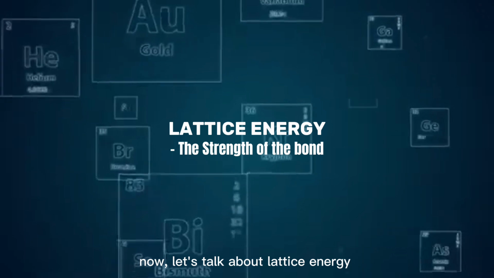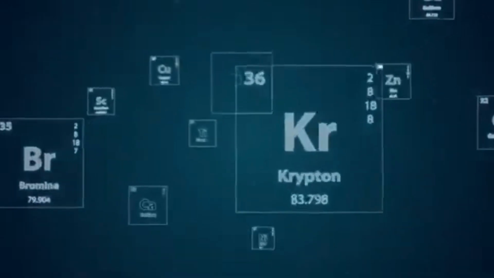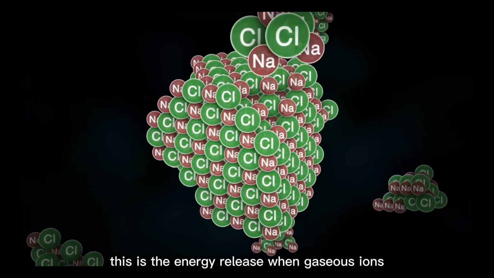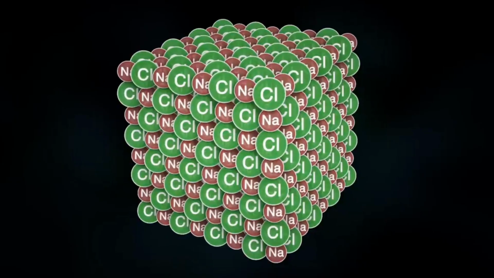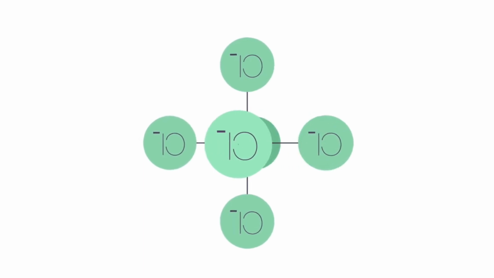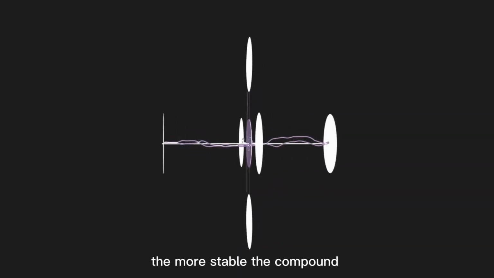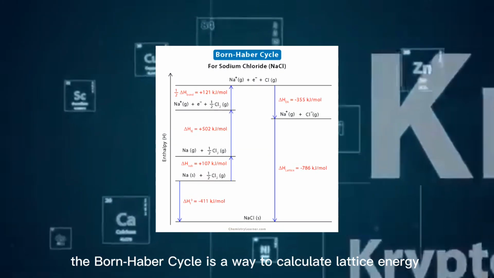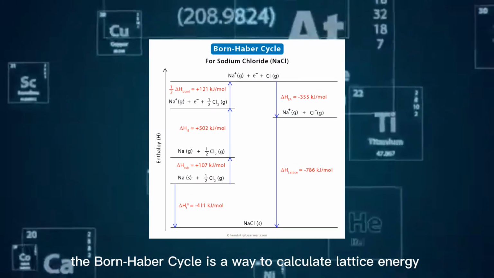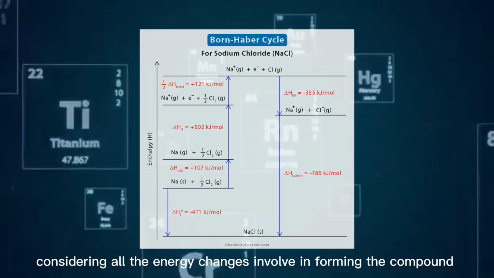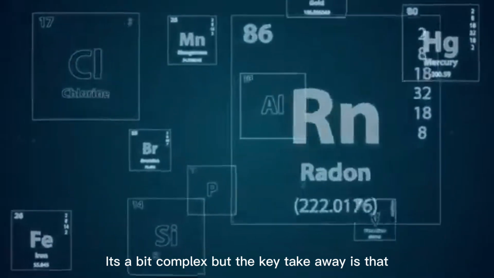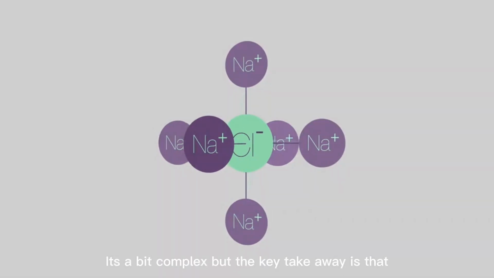Now, let's talk about lattice energy. This is the energy released when gaseous ions come together to form a solid crystal lattice. Imagine it like the glue holding the ions together. The stronger the glue, the more stable the compound. The Born-Haber cycle is a way to calculate lattice energy, considering all the energy changes involved in forming the compound. It's a bit complex, but the key takeaway is that a higher lattice energy means a more stable compound.